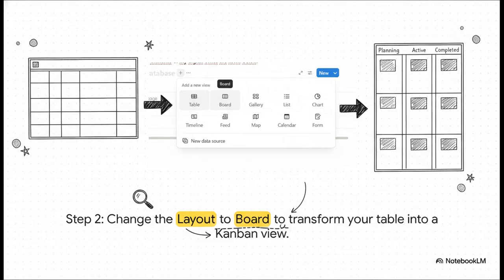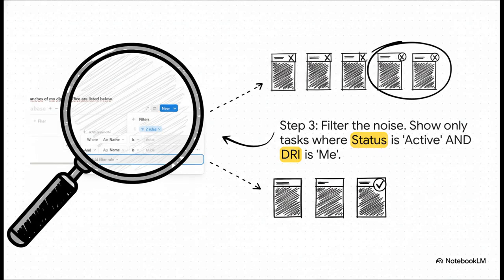Now, a giant table isn't very helpful for getting stuff done, right? So for step 2, we just hop into the layout menu and switch it from a table to a board. Then we tell it to group all the projects by our status property, and instantly that long list transforms into this dynamic Kanban board with columns for planning, active, and completed. Much better. But here's where the real magic happens. Right now, we're still seeing every active project in the whole company. That's way too much noise.